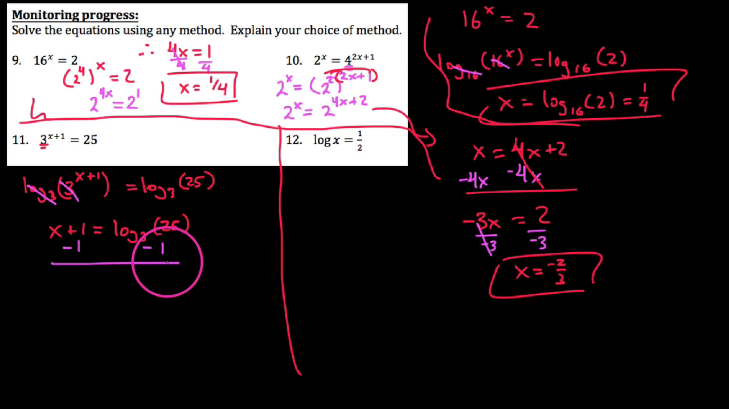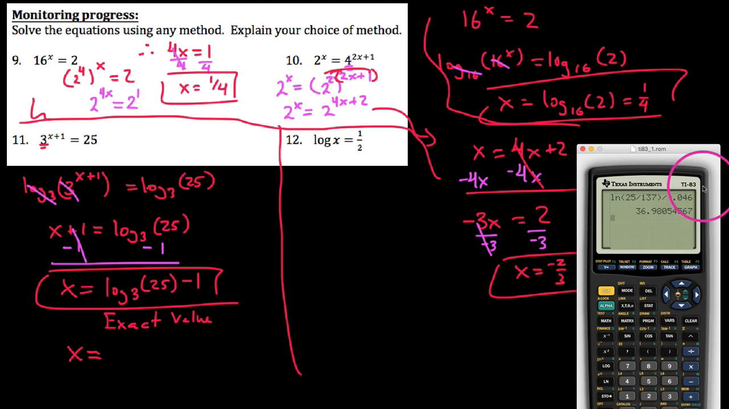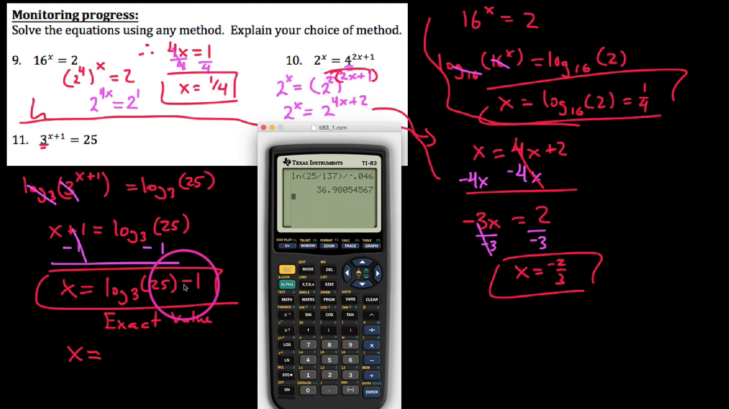We'll subtract 1 from both sides here. Now these aren't like terms, but we want an exact value, so we say log base 3 of 25 minus 1. We're going to go ahead and leave it this way. We say exact value, but we'll also want to get a decimal approximation a lot of the time. So in this case, we're going to have to use our change of base property.